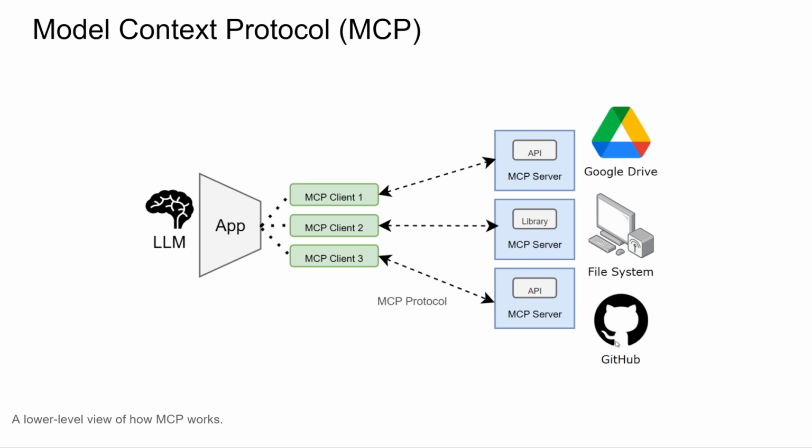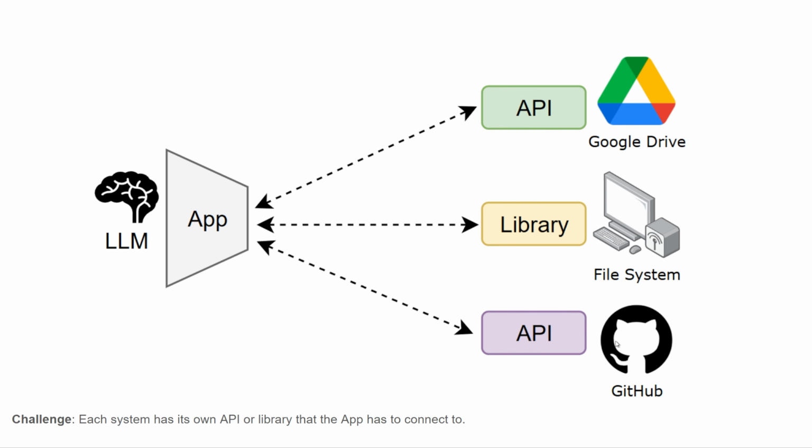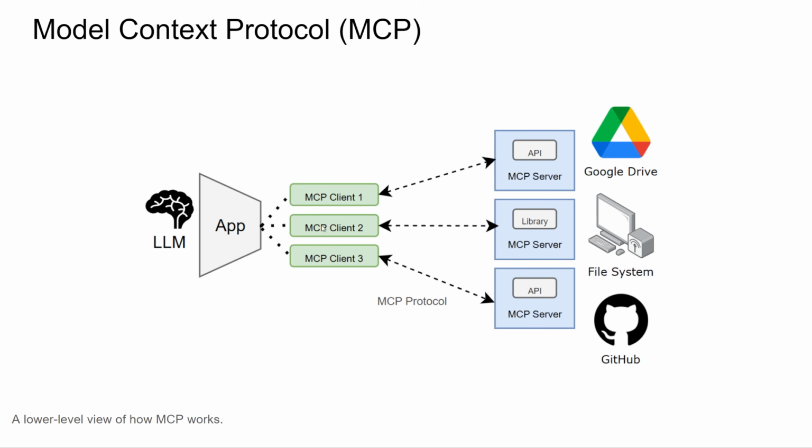I think it's worth emphasizing the benefit that's being gained here. Instead of the application that uses the model having to worry about connecting to each of these APIs and libraries separately, now all it has to do is spin up a MCP client, connect to an MCP server, and the server handles all that complexity of connecting to it.